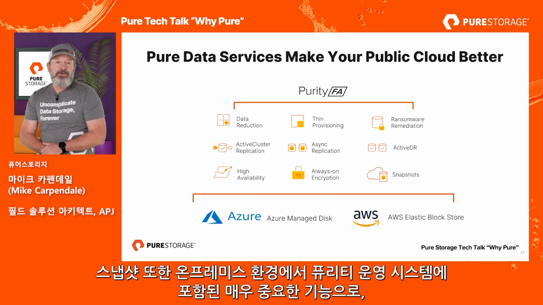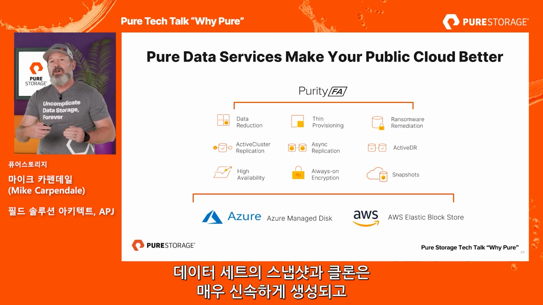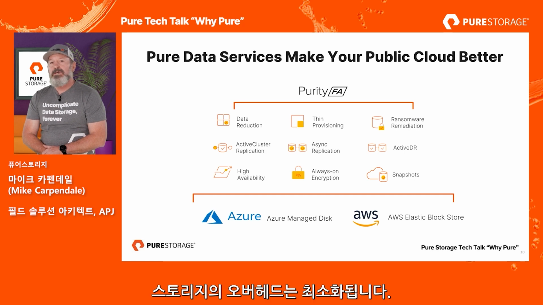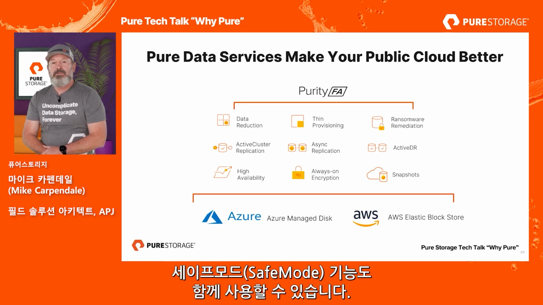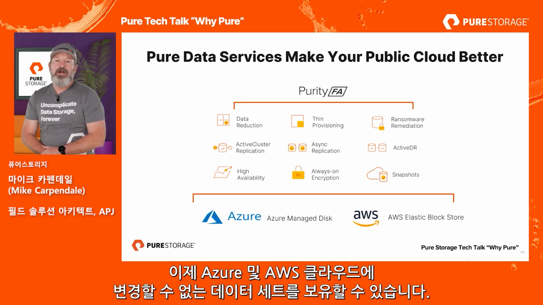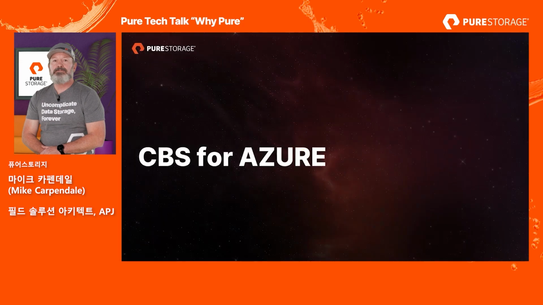Snapshotting is also a very important feature that we have inside the Purity operating system from that on-premise world, being able to snapshot and clone data sets incredibly rapidly with minimal overhead on the arrays. And you couple that with our SafeMode feature, you now have immutable data sets in the cloud, and this is in Azure and AWS.